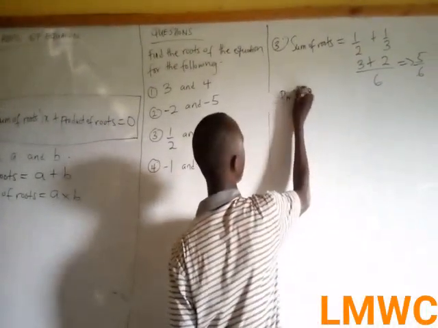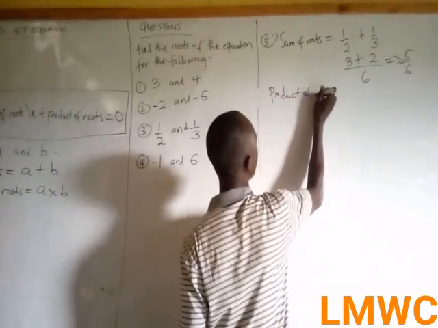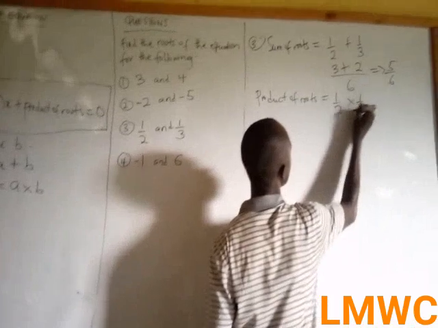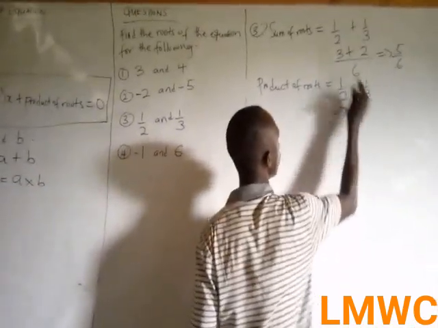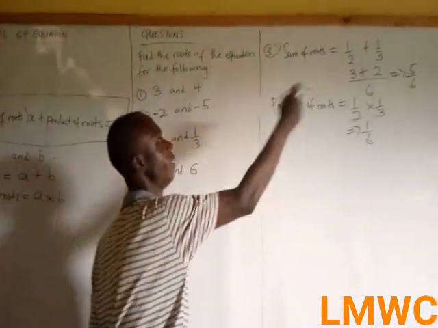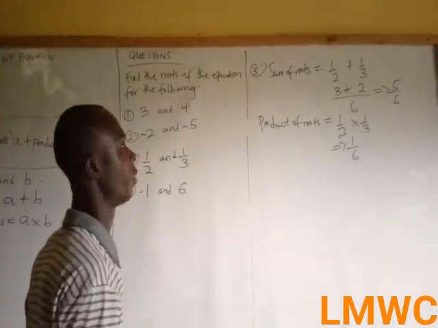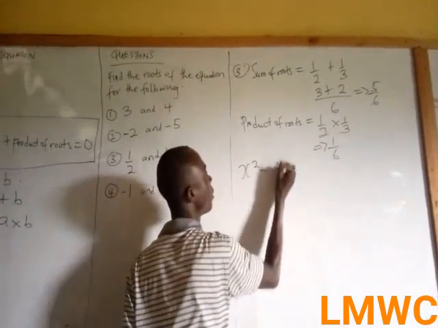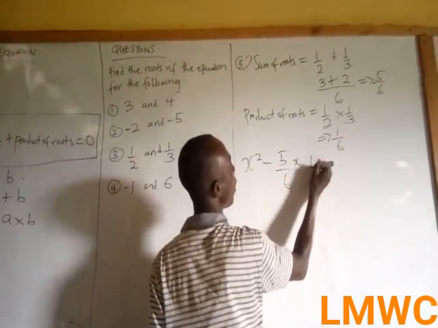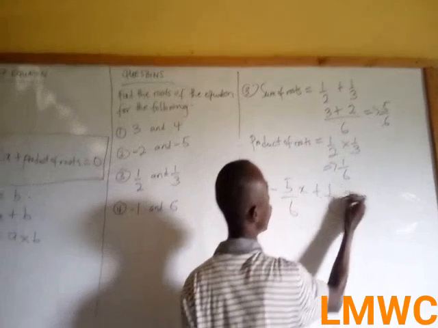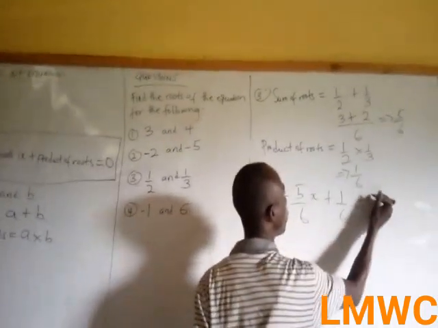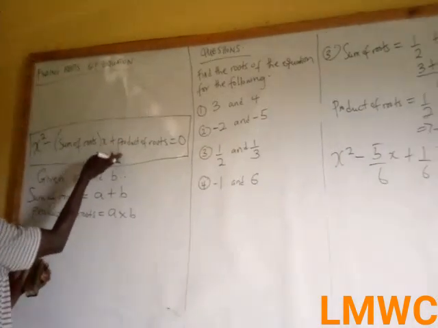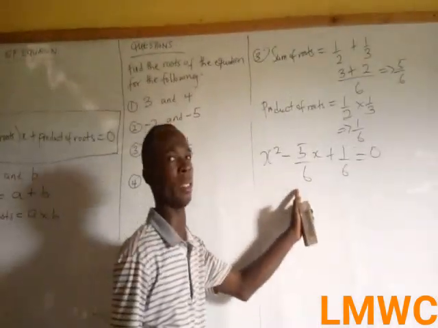Product of roots. We have 1/2 times 1/3. This becomes 1/6, because we multiply the numerators and the denominators under multiplication of fractions. So we substitute. What is the sum of roots here? It's 5/6 x plus the product, which is 1/6, equal to 0. But don't leave your answer in this way. You don't want it in fraction form.